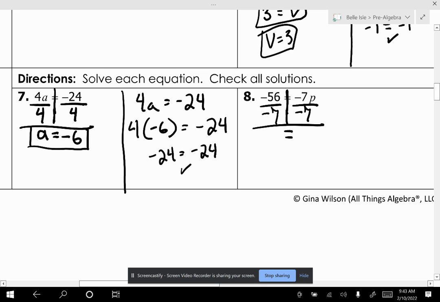What is negative 7 divided by negative 7? P. What is negative 56 divided by negative 7? It is a positive 8, right? Negative divided by negative.